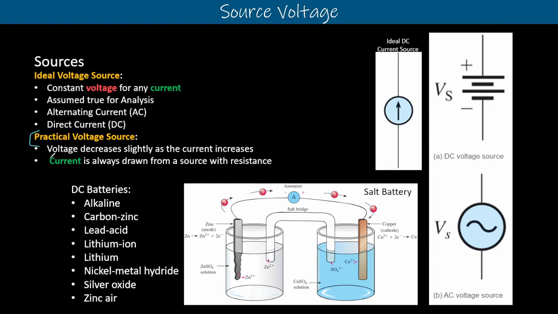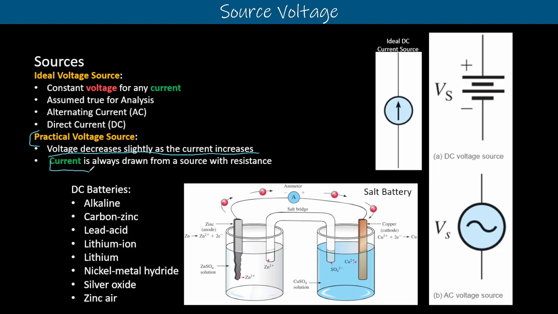Practically though, our Multisim is doing us a lot of favors for this. We'll see that the voltage decreases slightly as current increases in a practical source. So if we are actually using a battery and we start adding more and more and more components to it, we'll see that that voltage that we expect to be, say, 5 volts is going to slowly dwindle down, and it's going to be less and less total potential over time.